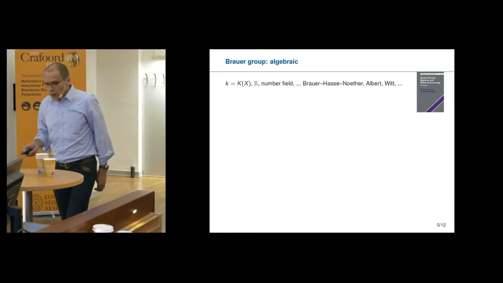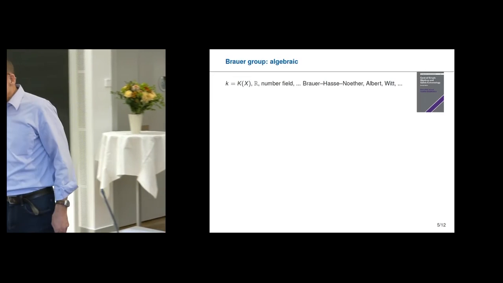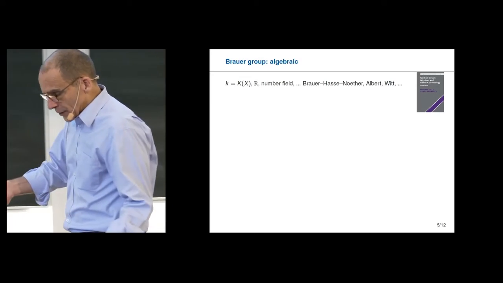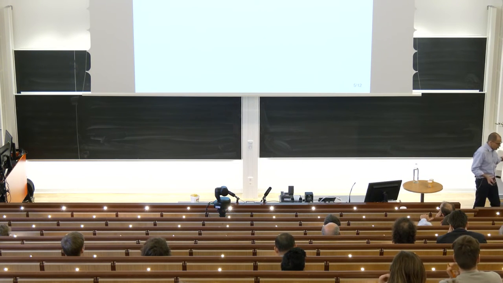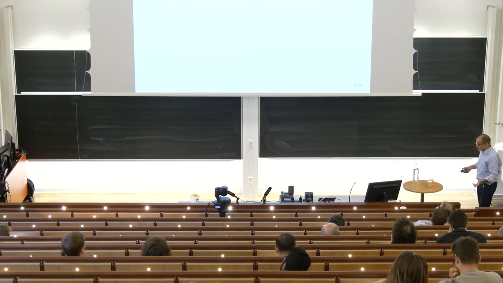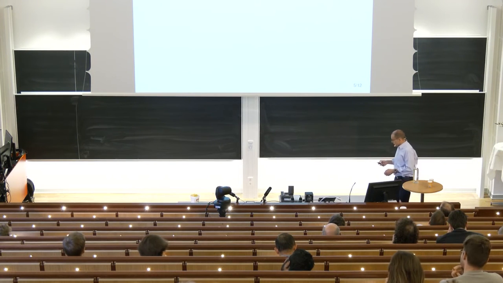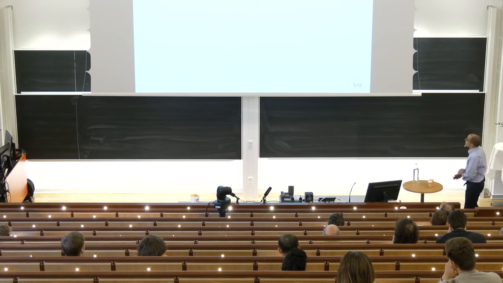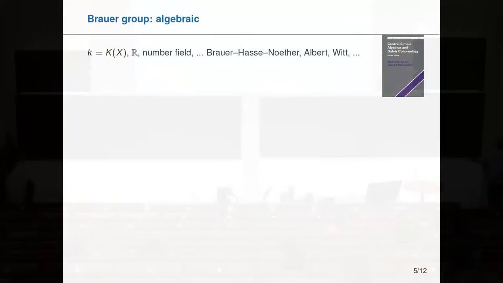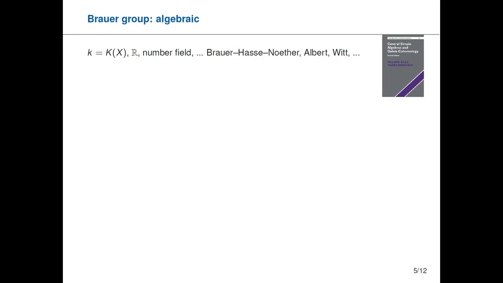Okay, so now I want to spend two slides on the notion of the Brauer group, the algebraic notion. So that's a Brauer group of a field. This goes back... so your field could be now anything. It could be the function field of your variety, or it could be R. It could be a number field. Really everything. So this theory goes back to people like Brauer, Hasse, Noether, and then Albert, and then later Witt and many others. And I can recommend this book by Gille and Szamuely, where the whole theory is really explained in great detail.